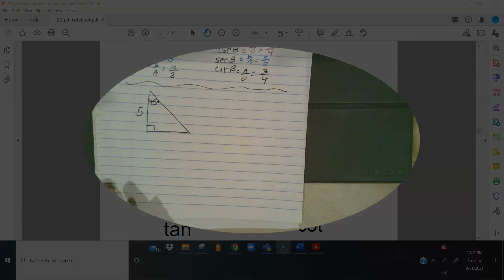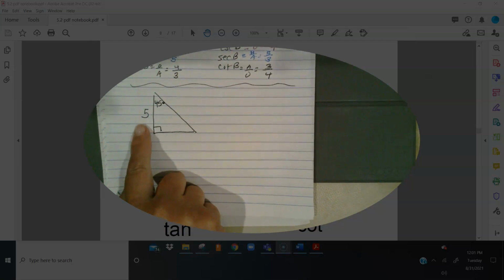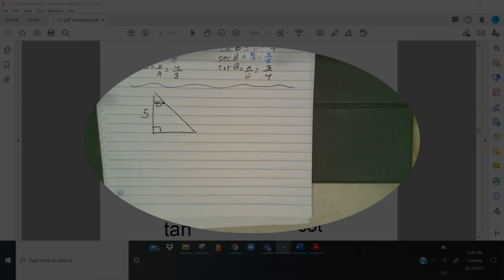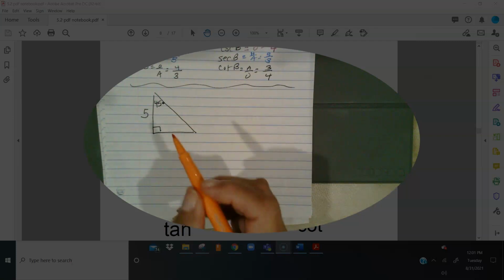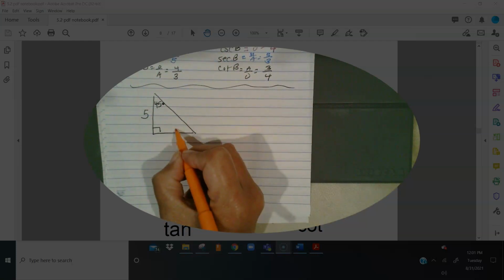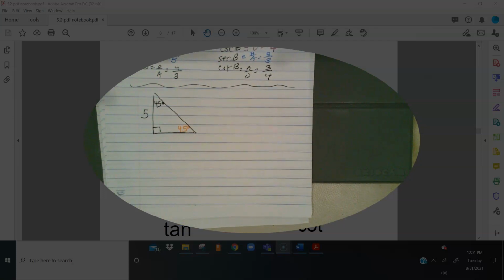So let me zoom in on my paper. I've made myself a diagram of this problem. I know that this base length is 5 and that this angle is 45. If you recall, the triangle sum theorem says that any triangle has 180 degrees total. This is 90 and this is 45. In order to total 180 degrees, this angle would also have to be 45.